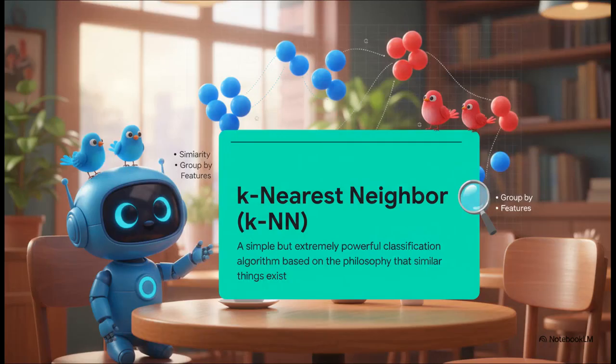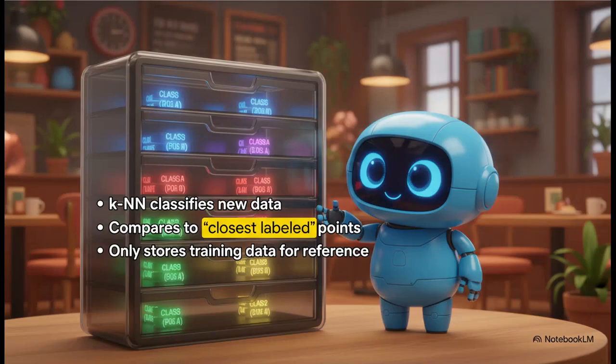This whole idea is called K-nearest neighbor, or KNN. Think of it like birds of a feather flock together. So to classify something new, KNN just looks at the labeled data points that are closest to it.